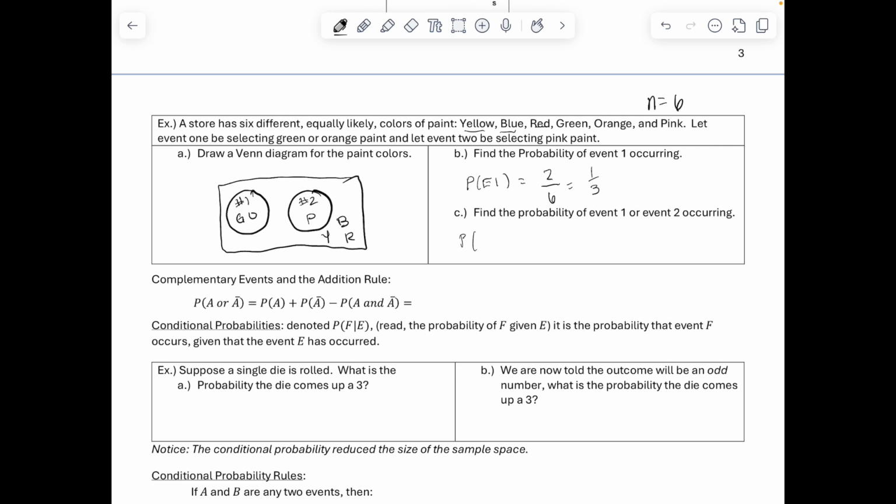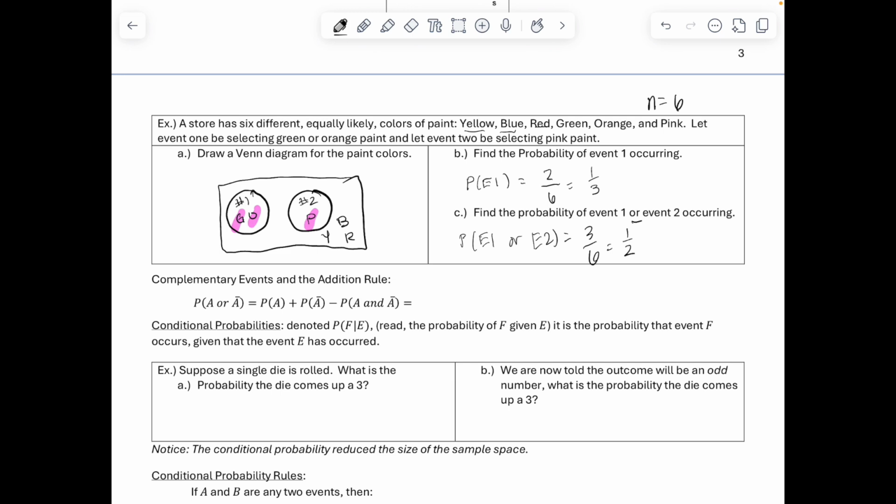And then we have the probability for part C. Find the probability of event 1 or event 2 occurring. So counting up the ones that are in event 1 or event 2, we have green, orange, and pink, which is 3 out of the total, which is 6. This simplifies to 1/2. I'm going to leave it as a fraction, but you can definitely write it as a decimal also.